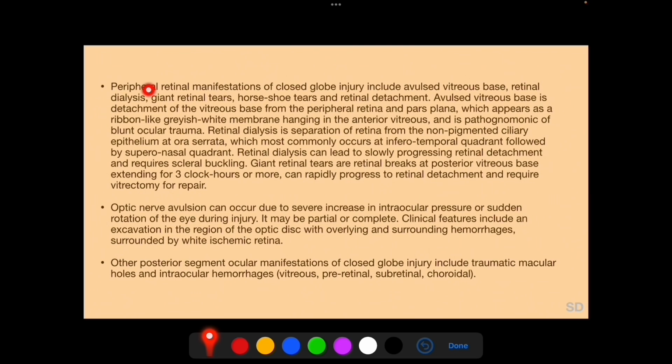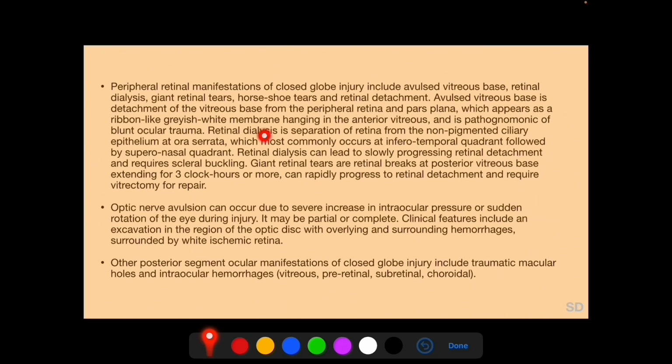Peripheral retinal manifestations of closed globe injury include avulsed vitreous base, retinal dialysis, giant retinal tears, horseshoe retinal tears, and retinal detachment. Avulsed vitreous base is detachment of the vitreous base from the peripheral retina and pars plana, which appears as a ribbon-like grayish-white membrane hanging in the anterior vitreous and is pathognomonic of blunt ocular trauma.